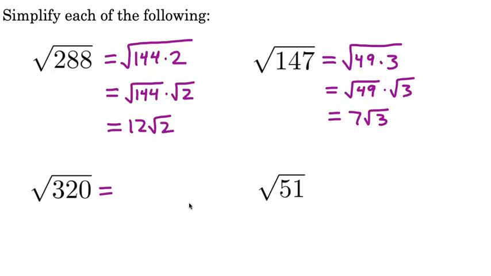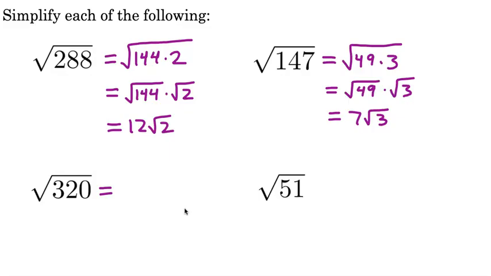Next up, we have the square root of 320. So we divide it in half. So that would give us 160. 160 is not a perfect square, but it gives us a great starting point. So we try 144. That's not a factor. We move down. 121. That is not a factor. We move down. 100 is not a factor. We move down. 81 is not a factor. We move down.